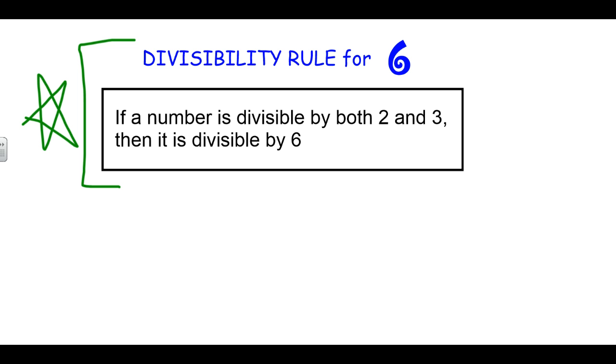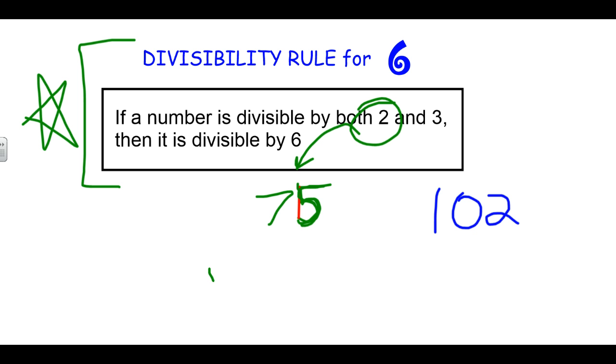So let's take another number such as 75, and then we'll take a number like 102 and test to see if they are divisible by 6. Now 75 very clearly isn't, because it's not even, so it can't be divisible by 2, so therefore it can't be divisible by 6, but it is divisible by 3.